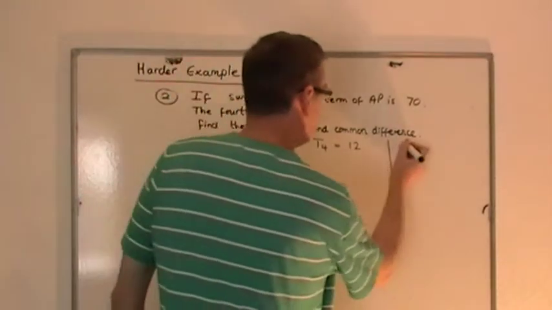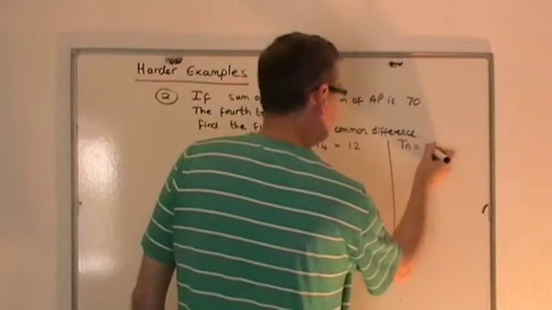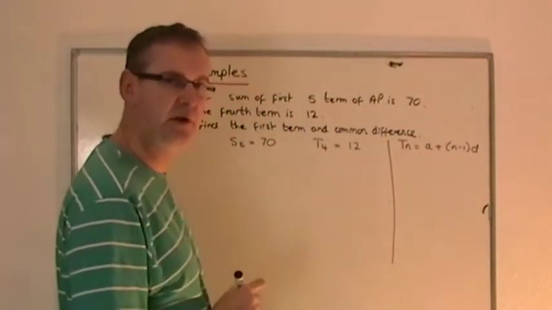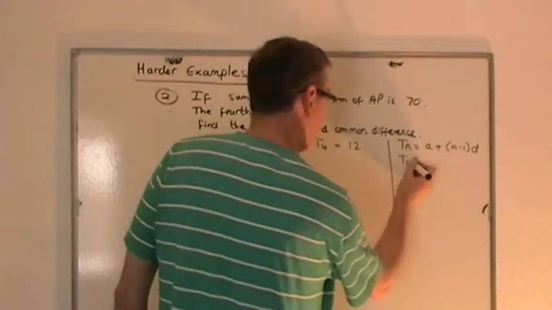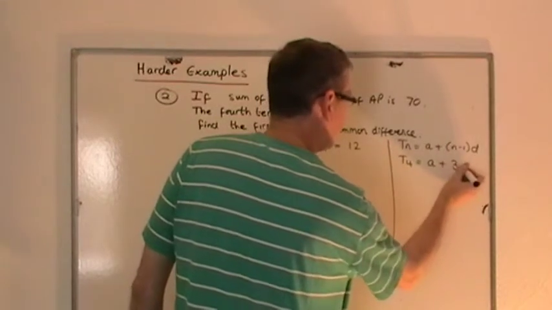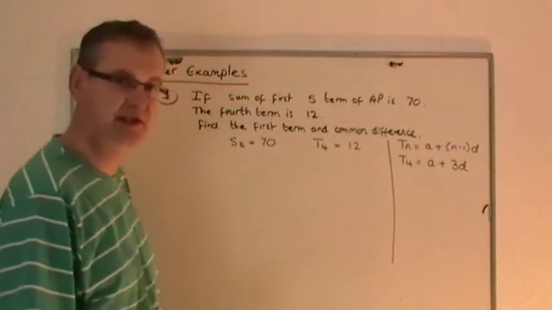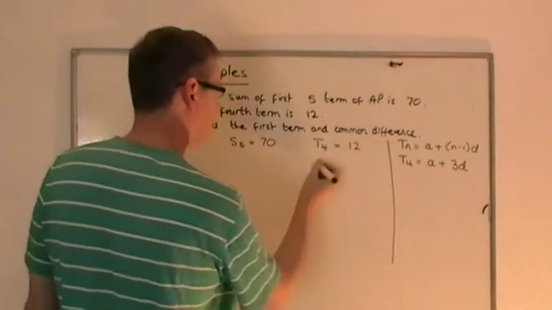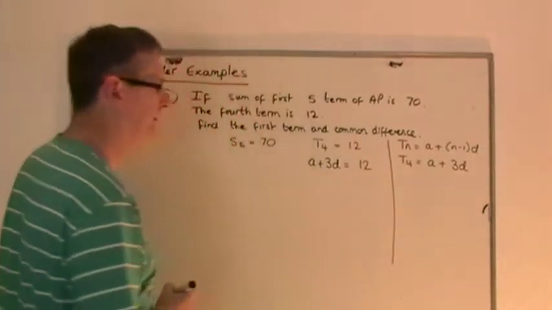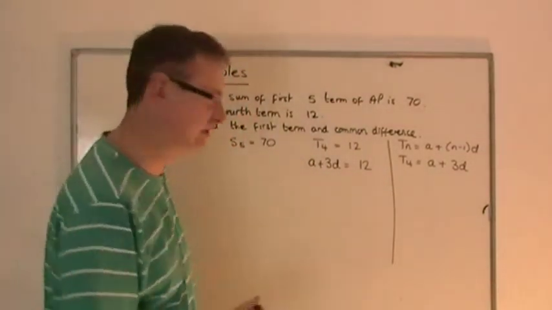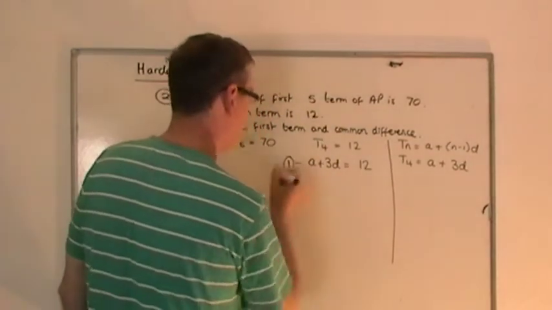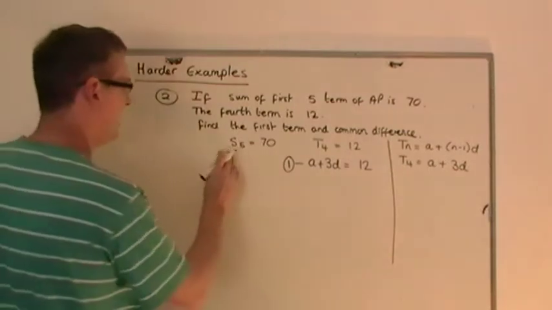So for example, we know that the nth term formula is Tn equals a plus (n minus 1) d. So if we're talking about T4, the fourth term, T4 will be the same as a plus 4 minus 1, which is 3d. So a plus 3d is the same as T4. So I'm going to change T4 there to a plus 3d, and that's equal to 12. That's an equation with two unknowns in. I can't solve it, so as I did in the previous video, I'm going to call that equation 1.